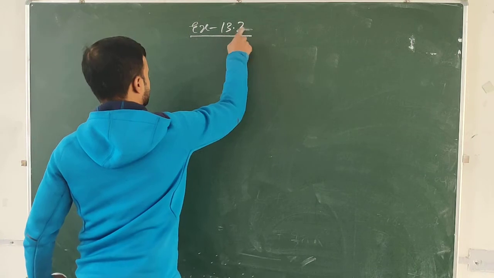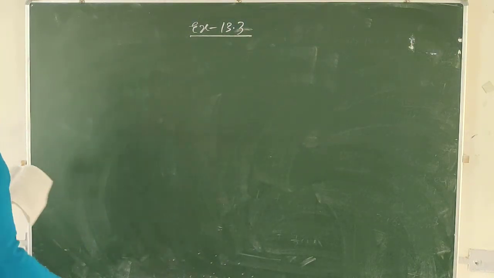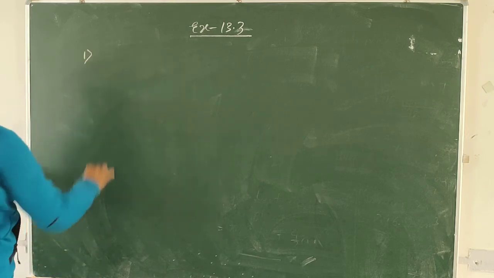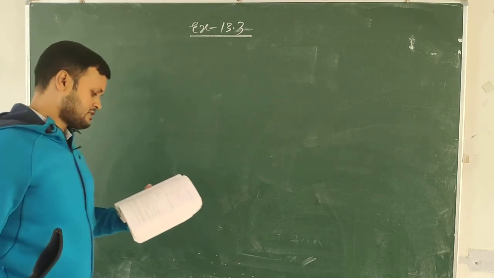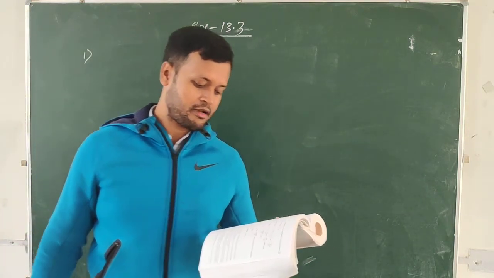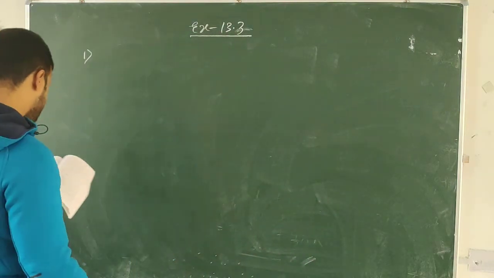Students, so let us start 13.3 also. 13.3. A metallic sphere of radius 4.2 cm is melted and recast into the shape of a cylinder of radius 6 cm. Find the height of the cylinder.